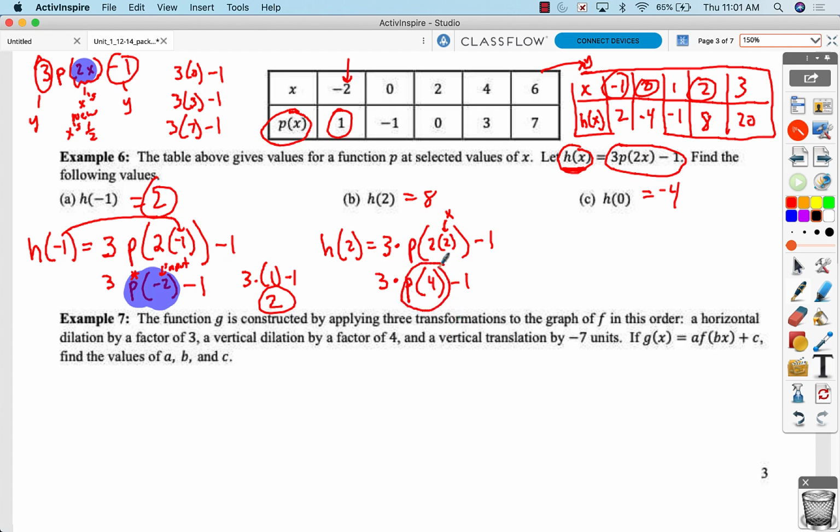Well, this is a function. That's not 3 times p times 4. That's p of 4. So you say, okay, well, here's my p. 4 is your input. What's my output? Oh, my output is 3. So it's 3 times 3 minus 1, which is 8. Okay? And we don't have to do the last one. You guys could do the last one. If you do it that method, you should get a negative 4. So pick a way. Get your transformation and transform everybody, or do it the way that I just showed you. You take your pick.